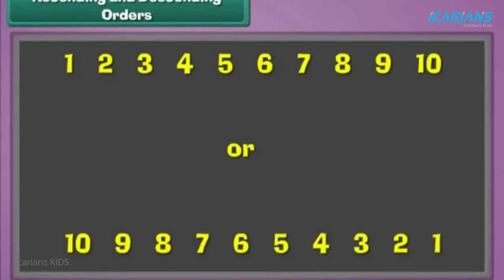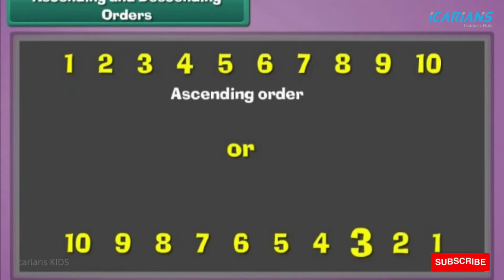Arrangement of numbers from the smallest to the largest is called ascending order. Arrangement of numbers from the largest to the smallest is called descending order.